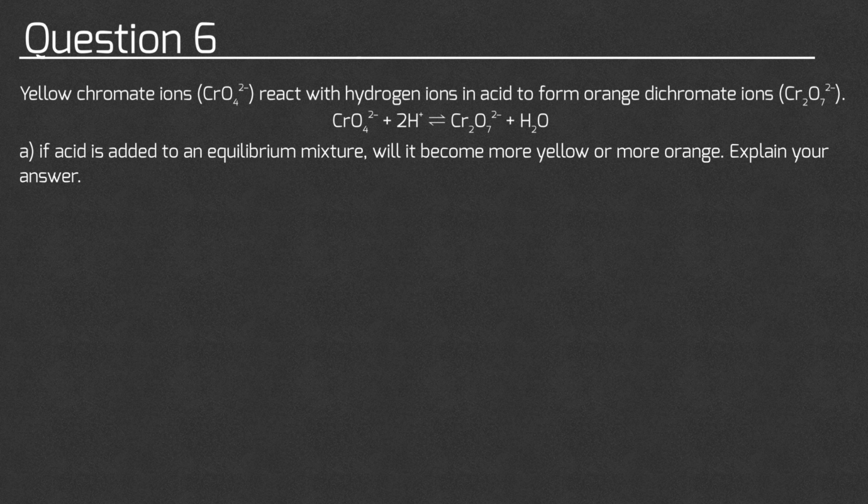In this question, we're told that yellow chromate ions will react with hydrogen ions to form orange dichromate ions. If acid is added to this equilibrium mixture, will it become more yellow or orange? Explain your reasoning.